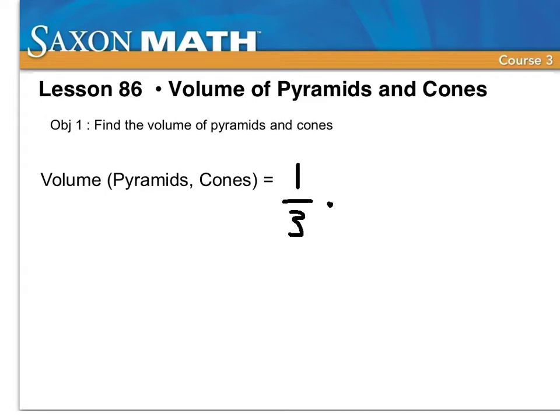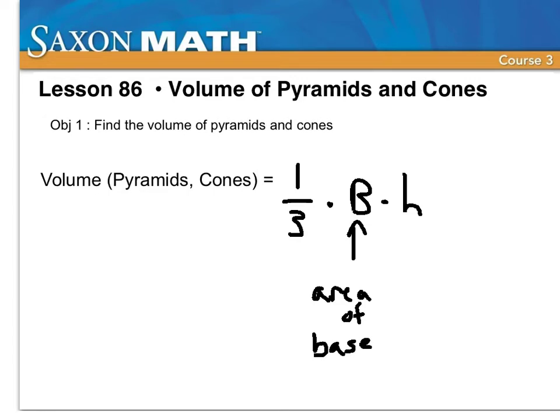1/3 times the area of the base times the height. Okay, and again, I said it right there. This means the area of the base. So 1/3 times the area of the base times the height, or we can take the area of the base times the height and divide it by 3. That's how we find the volume for pyramids and cones. Now let's go ahead and use this formula in some examples.